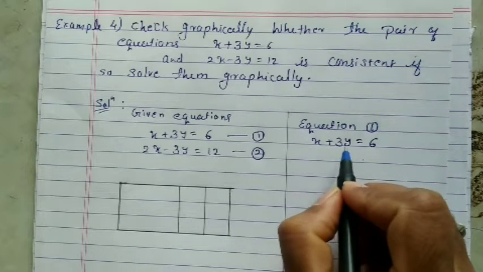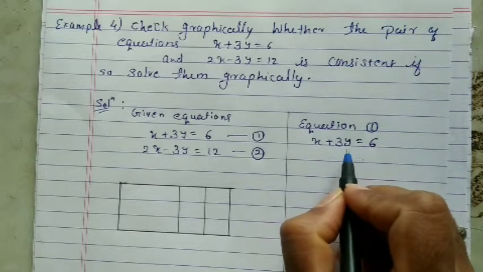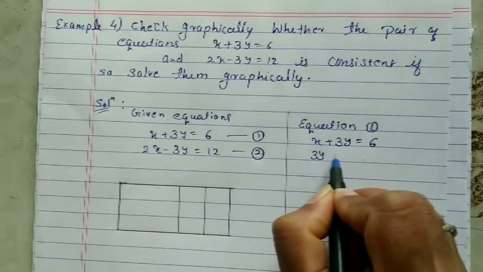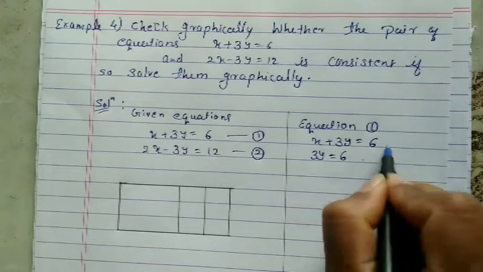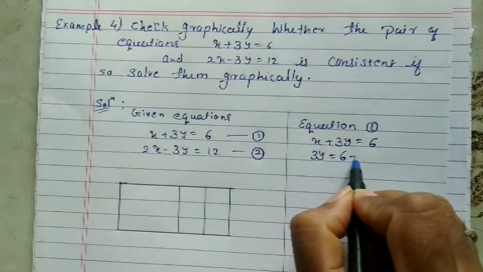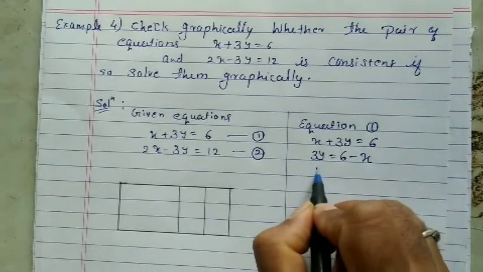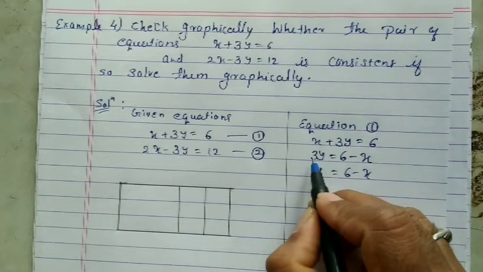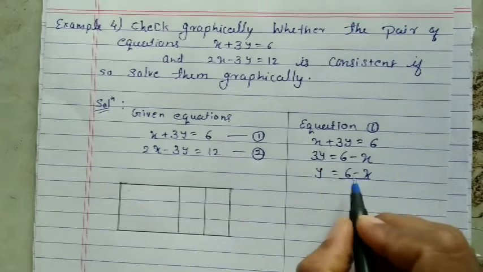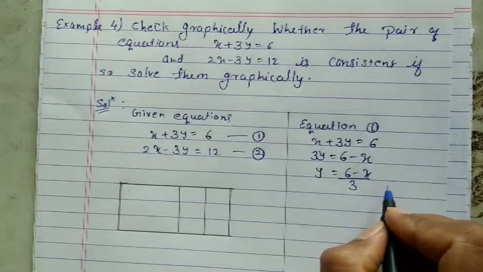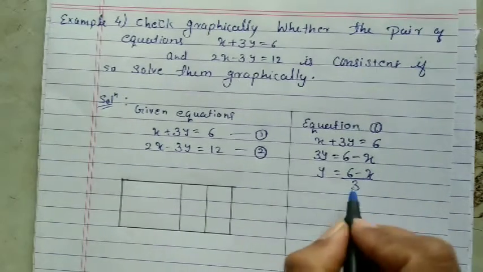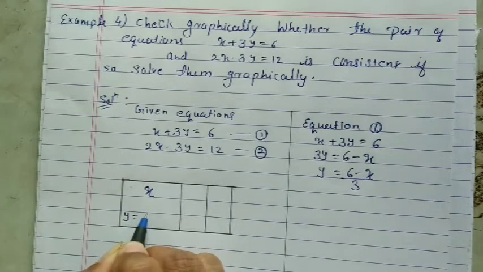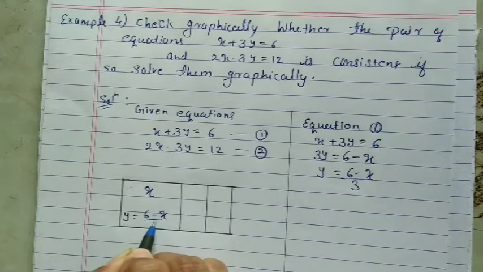For that we need to write the equation in terms of y only. So 3y we will take as it is, equal to 6. Shift this x to this side, so it is minus x. Now we want to find the value of y, so y = 6 - x, and when we transfer 3 to this side, it is in multiplication, so here it will be the denominator. That is the equation for y. So in the table we will write x and y = (6 - x)/3.